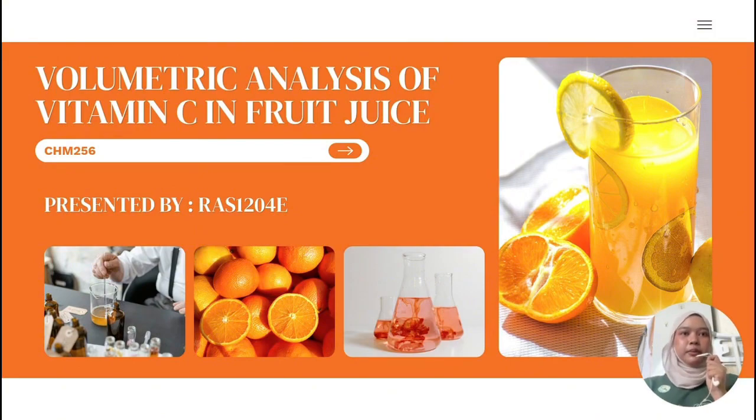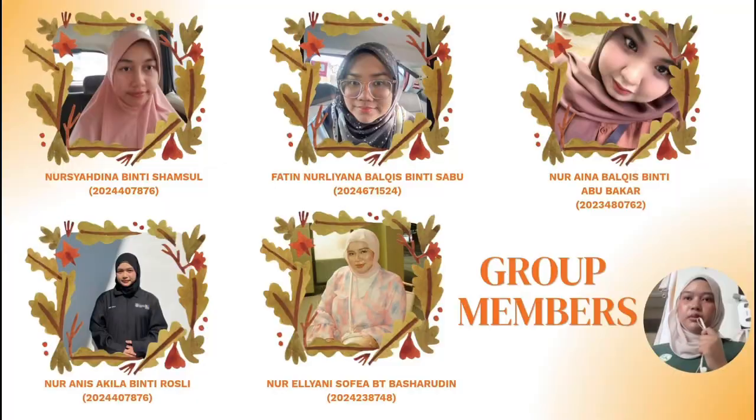Through the experiment, we apply the concept of volumetric analysis, which is a quantitative analytical method used to determine the concentration of a solution by reacting it with a standard solution of known concentration. This presentation will cover the objective of the experiment, the basic theory behind titration, the methodology, results, and discussion of our findings.